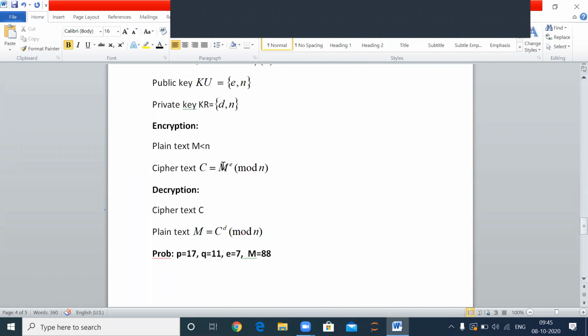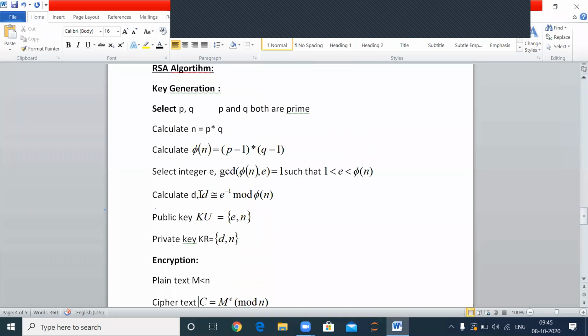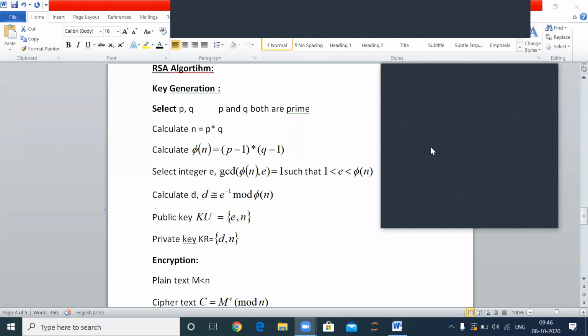Mod n. After the encryption, we know the ciphertext value. That we have to substitute, power D. You know how to calculate D. This is the formula we are using: D is congruent to e power minus 1 mod phi of n. You know how to calculate phi of n also: P minus 1 into Q minus 1, right?